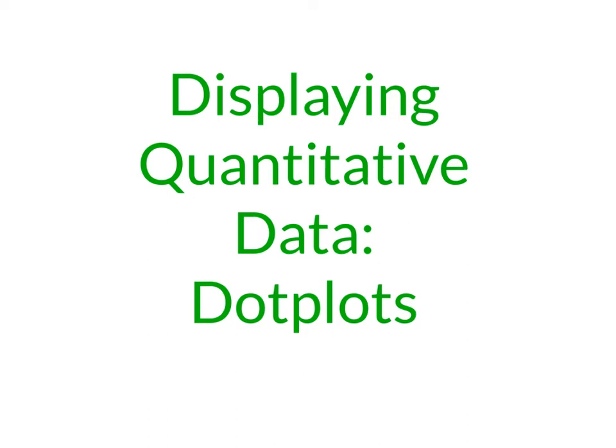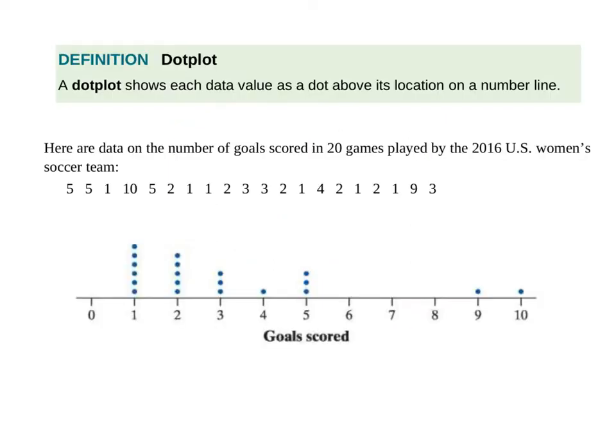In this video, we're going to talk about displaying quantitative data, and we're going to focus first on dot plots. Let's just jump right in and talk about what a dot plot is. It's literally what its name suggests. It is a bunch of dots plotted on a number line. So let's take a look at an example.